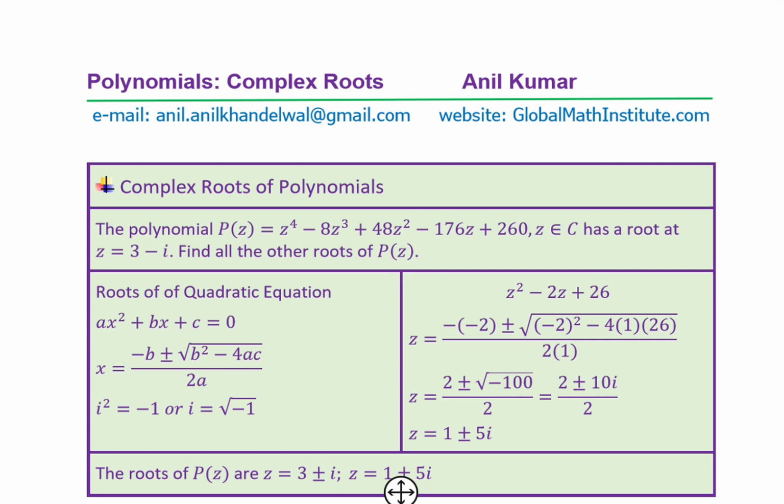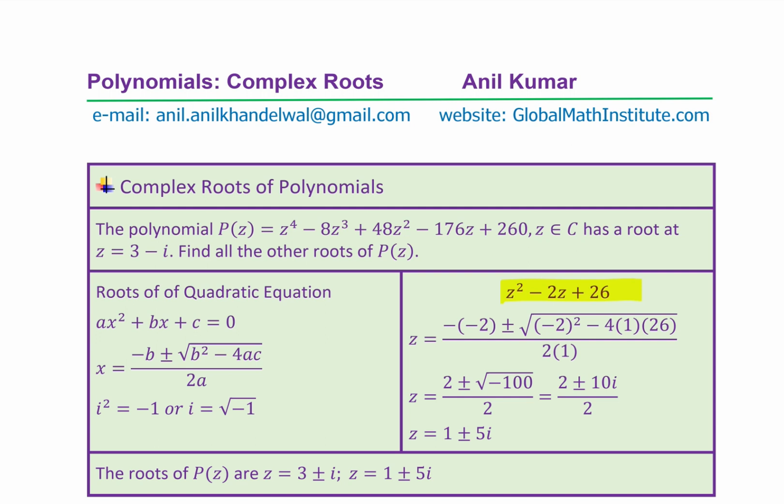As a quick reminder, if the equation is of the form ax squared plus bx plus c equals 0, in that case the quadratic formula is x equals minus b plus minus square root of b squared minus 4ac over 2a. We are working in the set of complex numbers where i squared is minus 1 or i is square root of minus 1, correct? So our equation to work with is z squared minus 2z plus 26, where a is 1, b is minus 2, and c is 26.